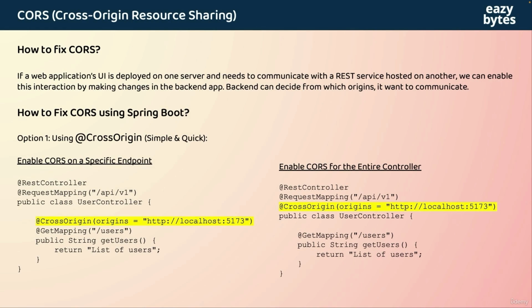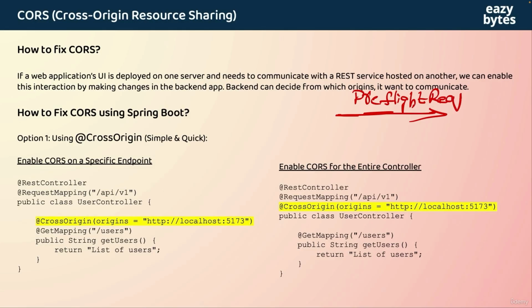But here you may have a question, which is, how does my browser know about these permissions provided by the backend server? Let me explain the same. Whenever two different applications are trying to communicate with each other, the browser is going to send a pre-flight request to the backend. So this is not the actual request. It is the pre-flight request that happens just before the actual request.